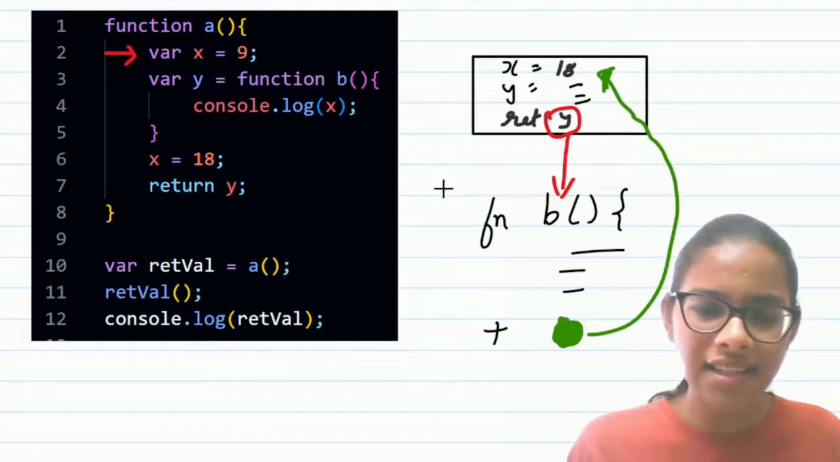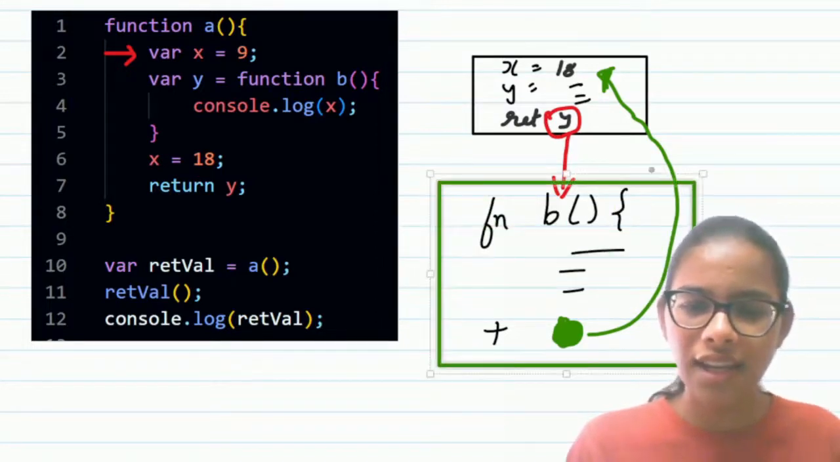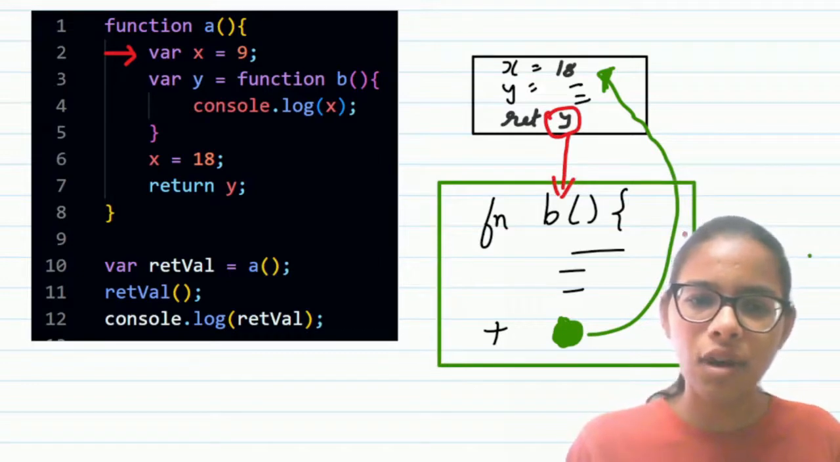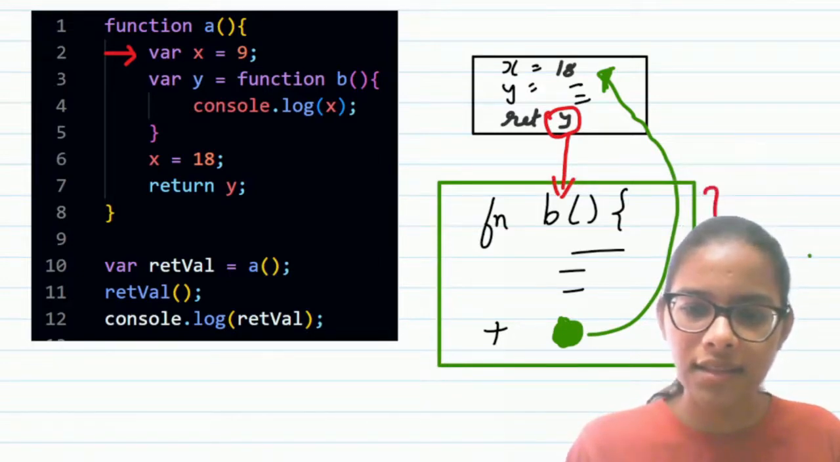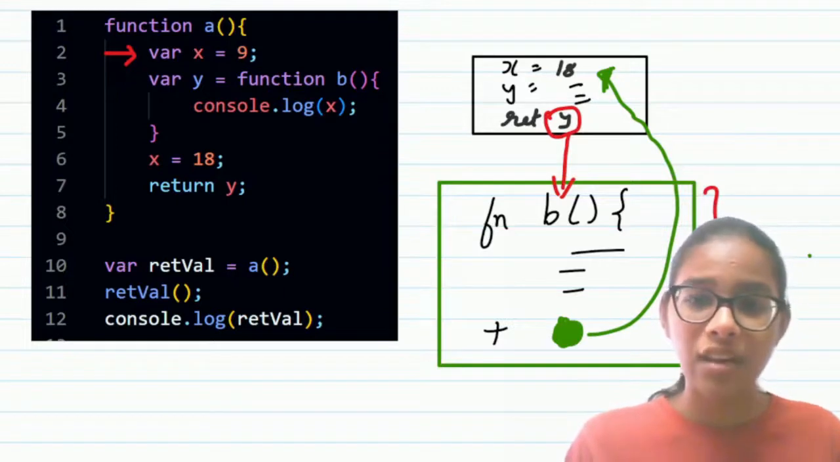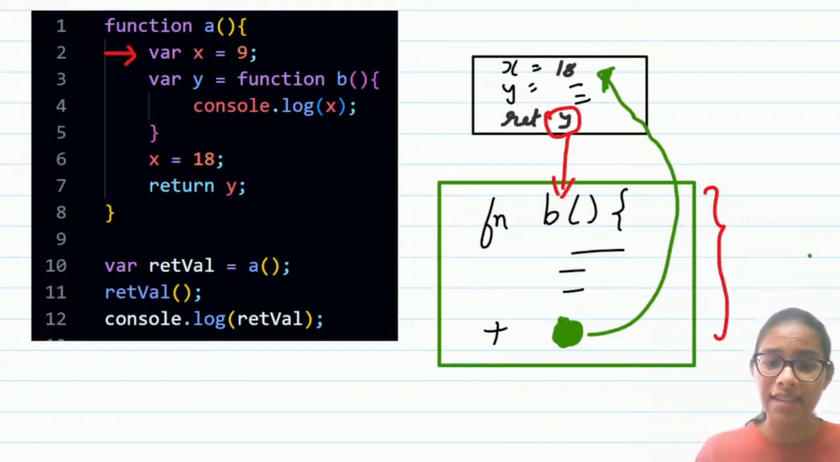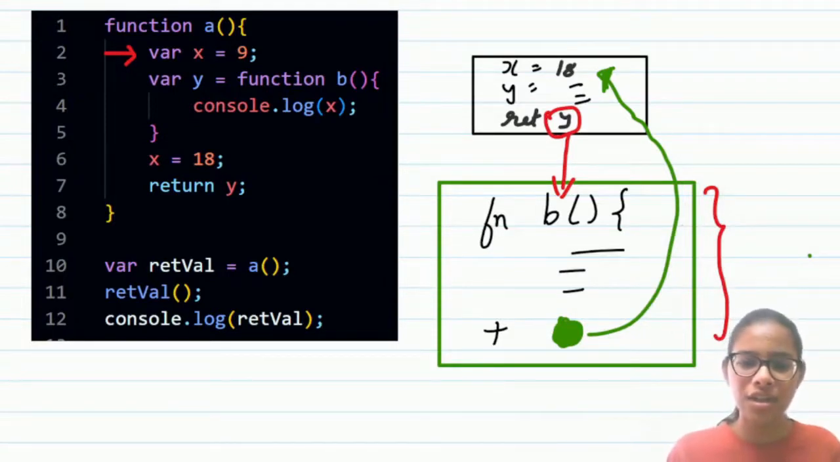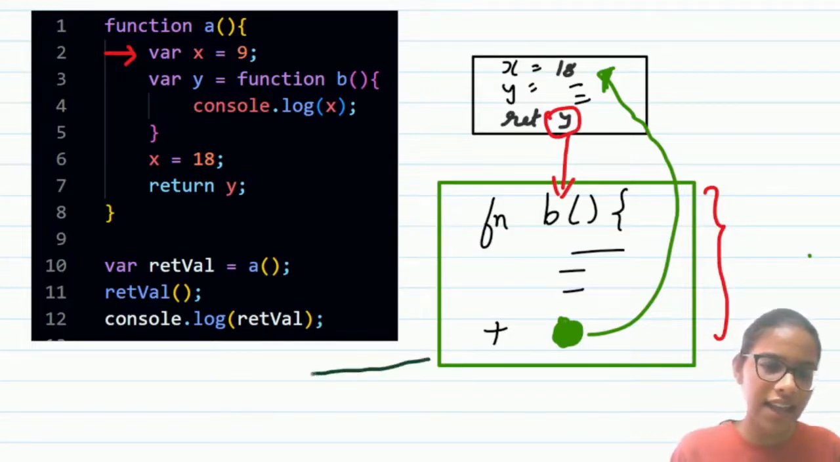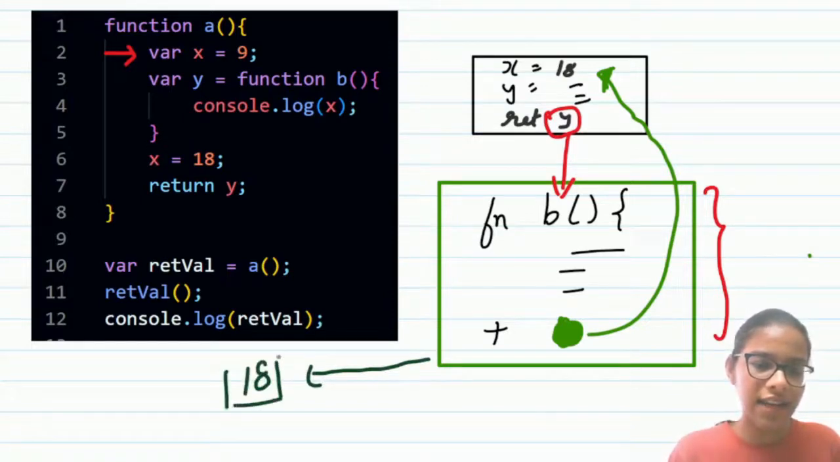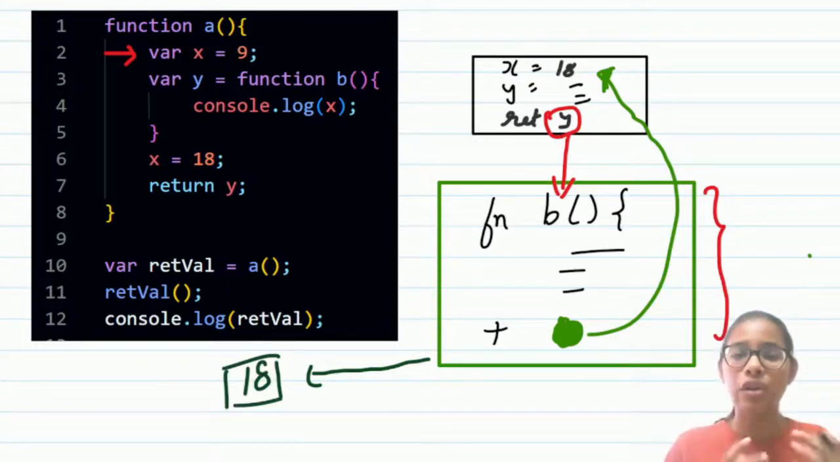As it is returning this closure, we will get the value of x. We will not get anything like undefined or not defined, but we will get 18 as the output. And this is the significance of closures.